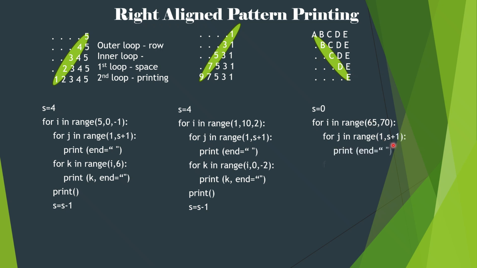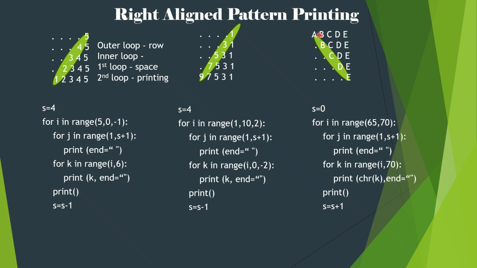Then the second loop is 1 to s. The loop is the same, only the initial value of s is different. The first time the loop will not run because 1 to 0 is not possible to run. That's why it will not leave any space. Now the third loop is for the actual printing, i to 70.